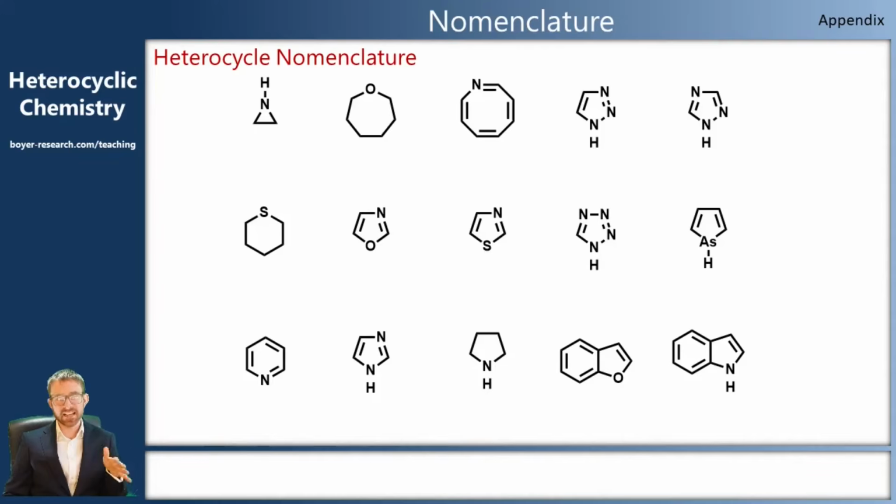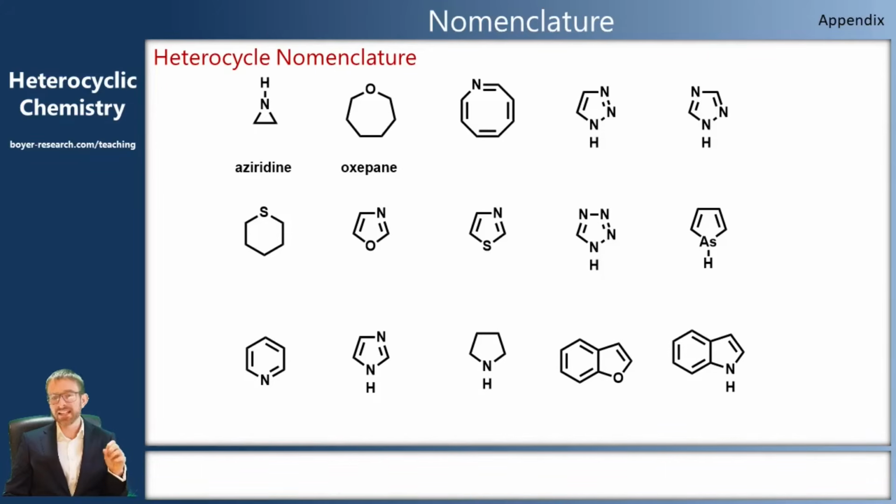Looking at a set of heterocycles here, we can start to see how we can name these different ones. Our first one contains a nitrogen, so it's an "az". It's a 3-membered ring, so it's an "ir". It's saturated with a nitrogen, so it's an "idine", and that gives us an aziridine.